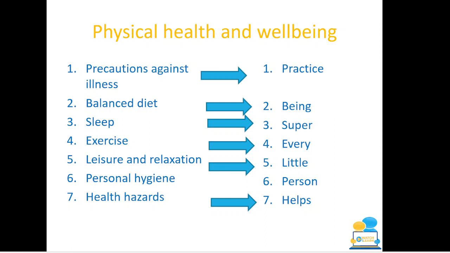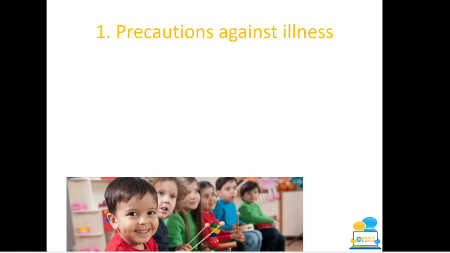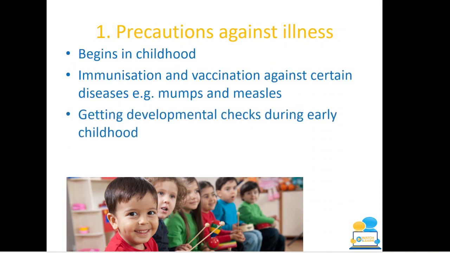So now what we're going to do is start to look at these in more detail, looking first at precautions against illness, okay? So this is all about when you're getting your vaccinations as a child. So from when you're a couple of weeks old, you start to get all the different vaccines. So say, for example, mumps, measles and rubella vaccine. You get developmental checks during early childhood. So the community nurse would check you. You'd be checked essentially from the minute you're born.